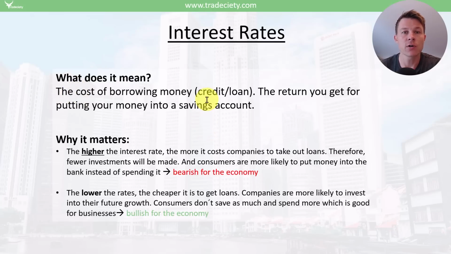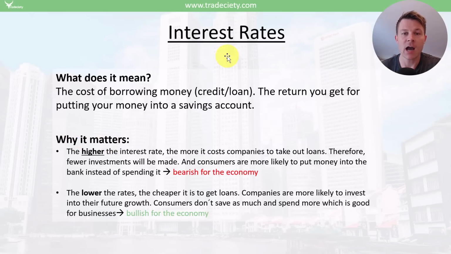So when you go to a bank and you want to take out a credit, then you have to pay the interest rate on top of the loan that you get. Or a company goes to a bank and they want to take out a credit to invest in their company and fund future projects. They also have to pay the interest rate. On the other side, if you have cash available, you can put it into a savings account, and then the bank pays you the interest rates for putting the money into the bank.